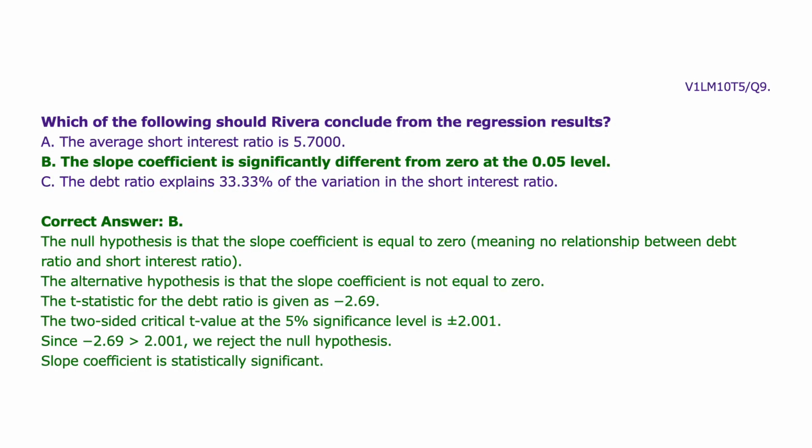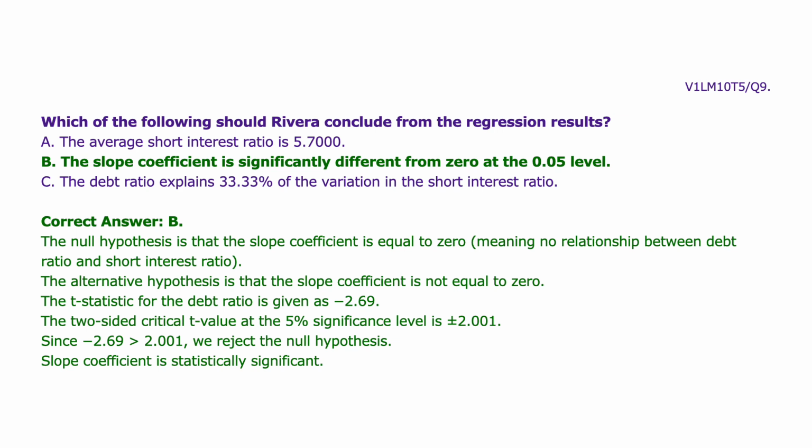The core logic relies on comparing the calculated t-statistic, minus 2.69, against the critical two-sided value, plus or minus 2.001. Since the absolute value of the t-statistic is greater than the critical value, the null hypothesis is rejected. This rejection confirms that the slope coefficient is statistically significant at the 0.05 level, making choice B the only valid conclusion.